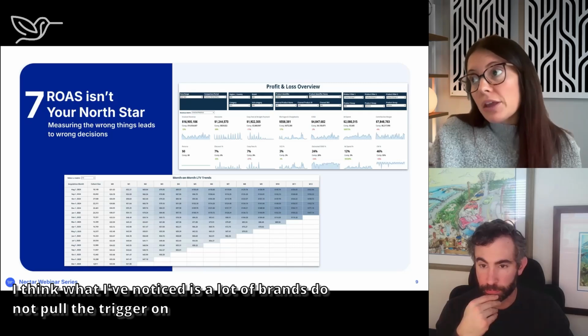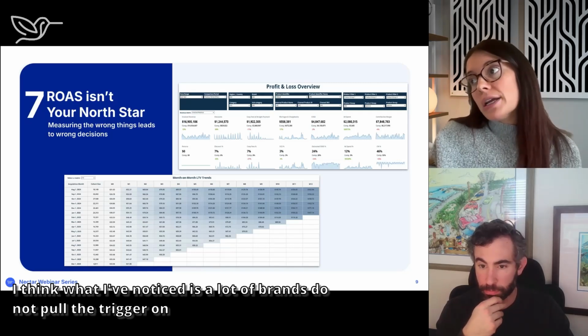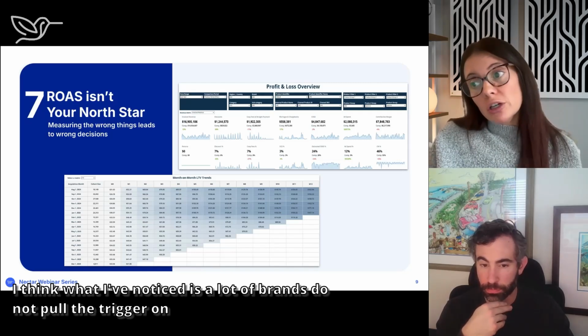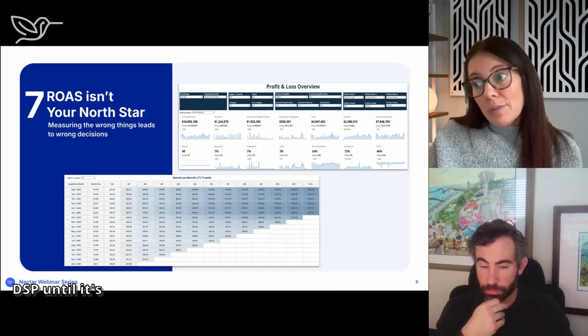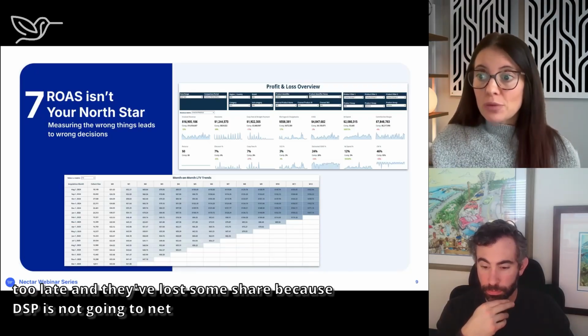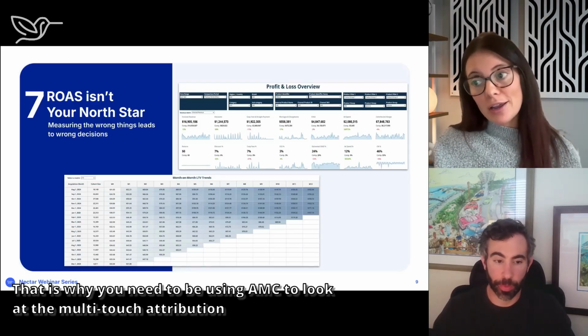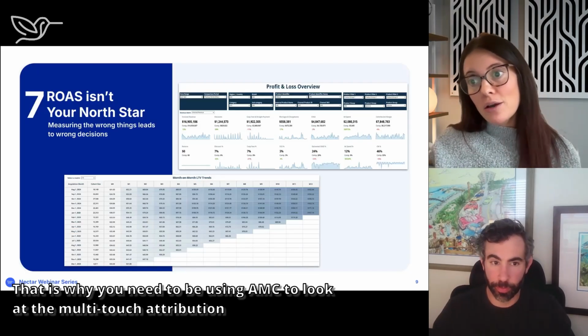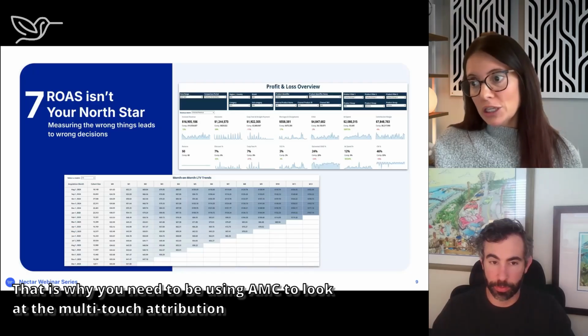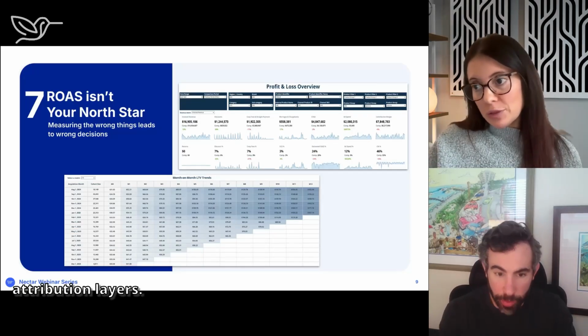And I think what I've noticed is a lot of brands do not pull the trigger on DSP until it's too late and they've lost some share, because DSP is not going to net out straight ROAS. And that is why you need to be using AMC to look at the multi-touch attribution and different attribution layers.